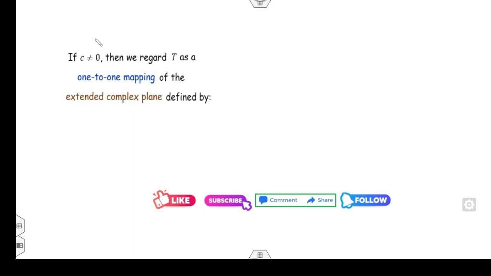Now whenever we can say c is non-zero, then we can say T is a one-to-one mapping of, now you can see this extended complex plane, that is C infinity.